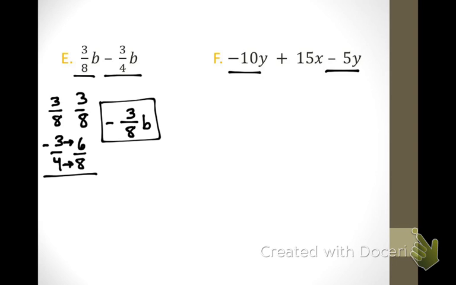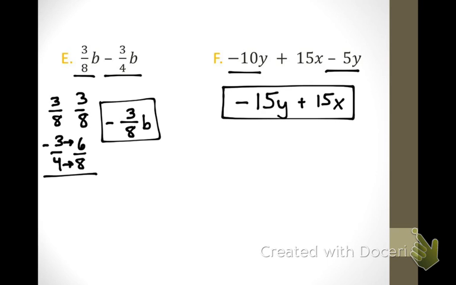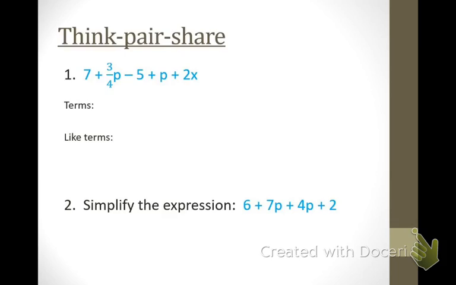Is that the same sign or different sign? Same sign. Add the numbers. Keep the sign. Negative 15y. Am I done? No. What do I have to bring down? This was still left there, so let's bring down plus 15x. Can I combine those two? No. Why not? x and y are different. They're in two totally different families. They're not like terms, so that is as simplified as it can get.